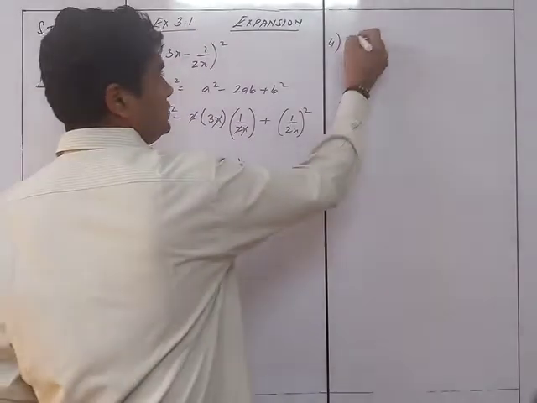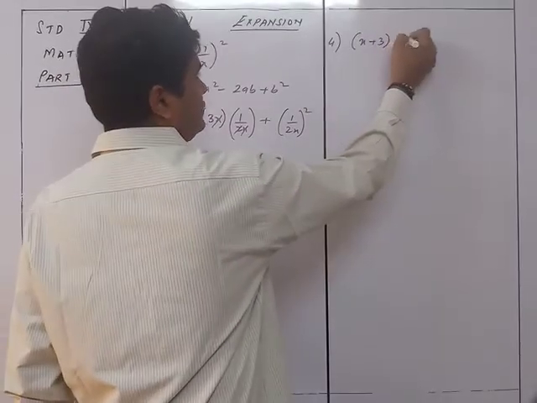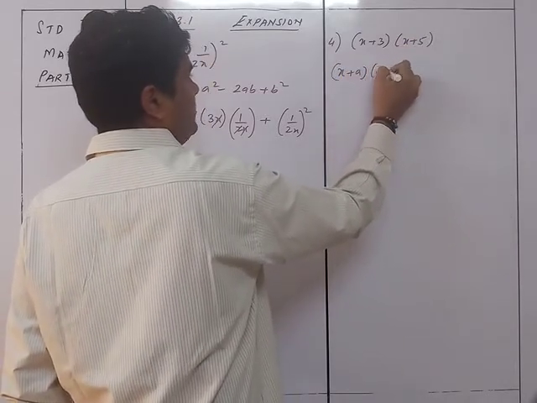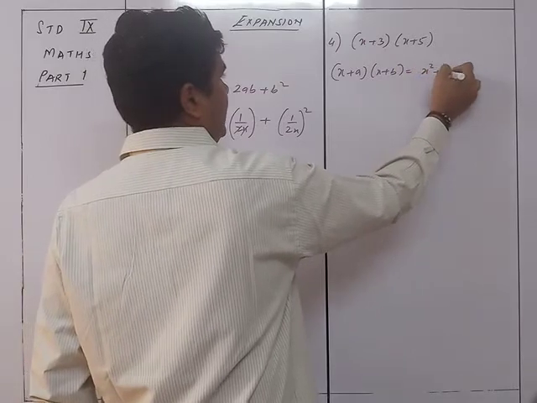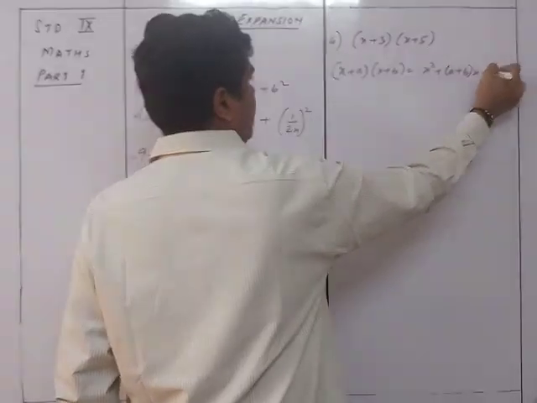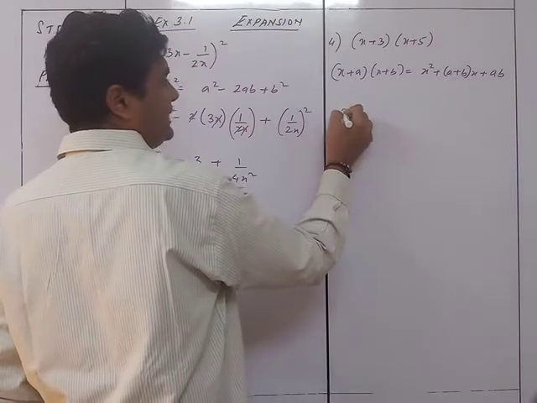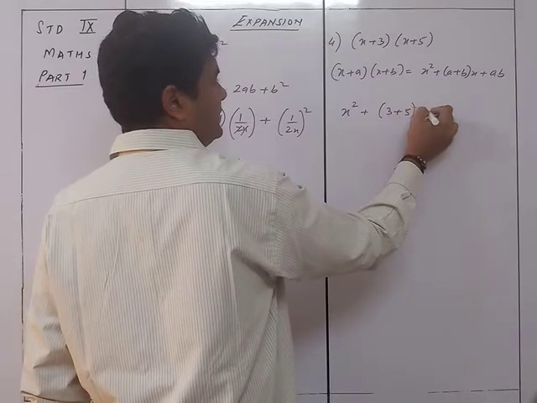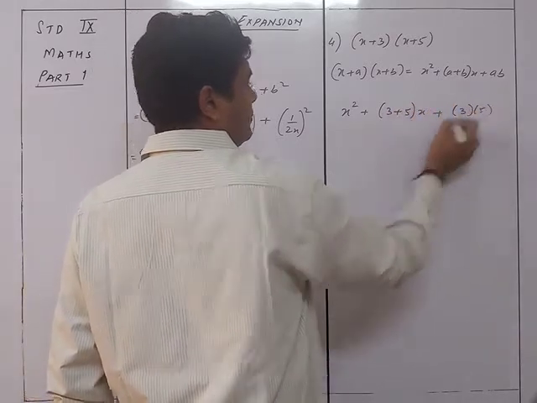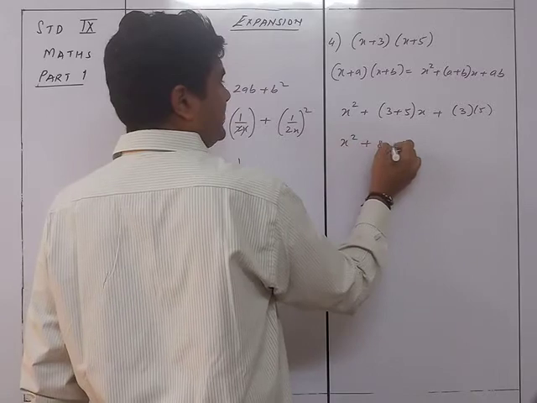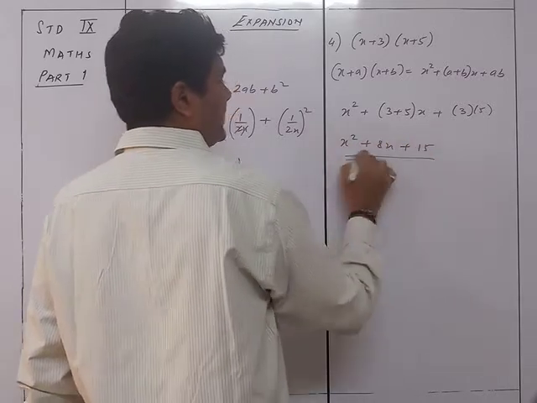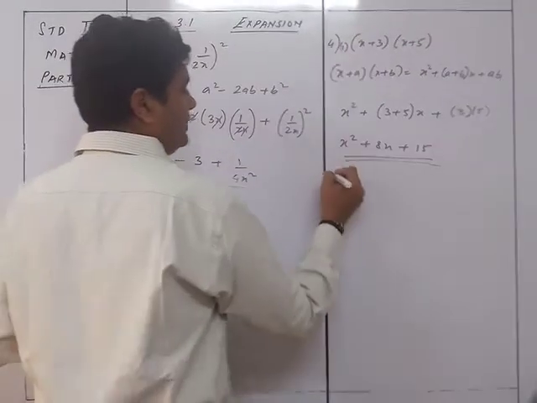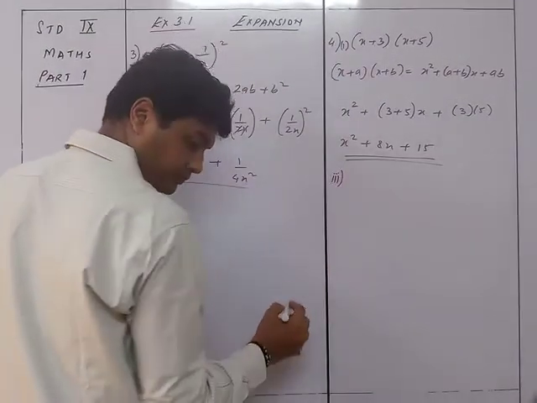x plus 3, x plus 5. So that is going to be the value x plus a into x plus b is equal to x square plus a plus b x plus ab. So substitute values, x का x ही है, so x square plus 3 plus 5 into x plus 3 into 5. So that will give you x squared plus 8x plus 15. That was the first part of sum number 4. Now the third part of sum number 4.